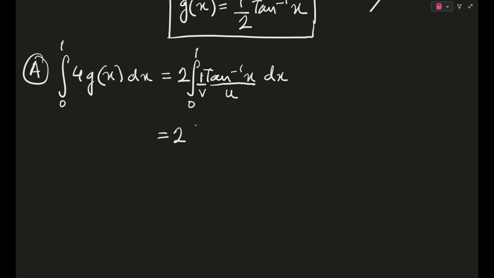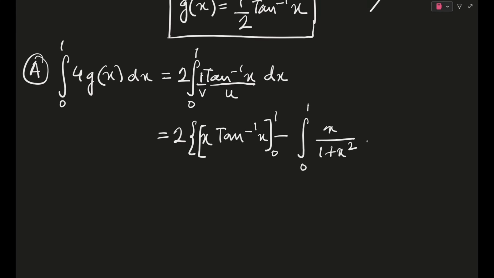So you take this 1 as v and this tan inverse x as u. This will become 2 times, if we do the integration for v, u integral v dx, so x tan inverse x, and inside you will actually have an integral. We will also put the limits 0 to 1, and inside you will have integral 0 to 1 of tan inverse x differentiated, so x by 1 plus x square dx.